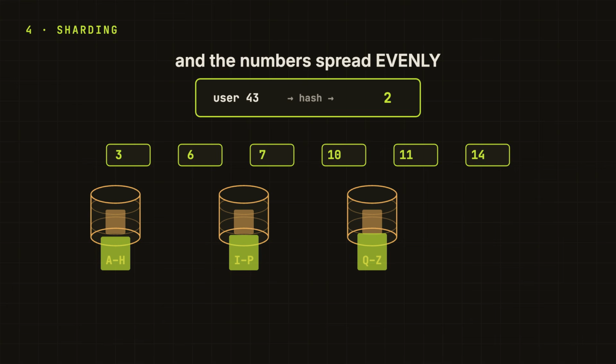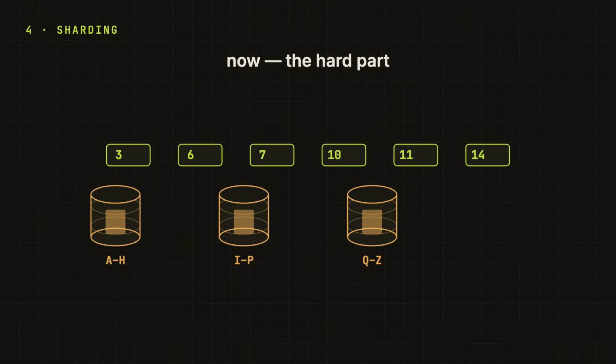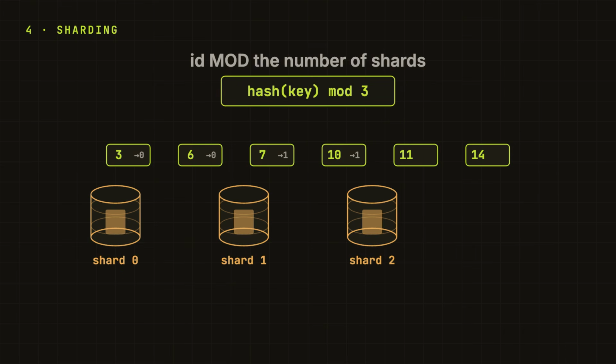Now, here is the hard part, and it is the bit worth actually understanding. The naive hash approach is take the ID, do ID mod the number of shards.